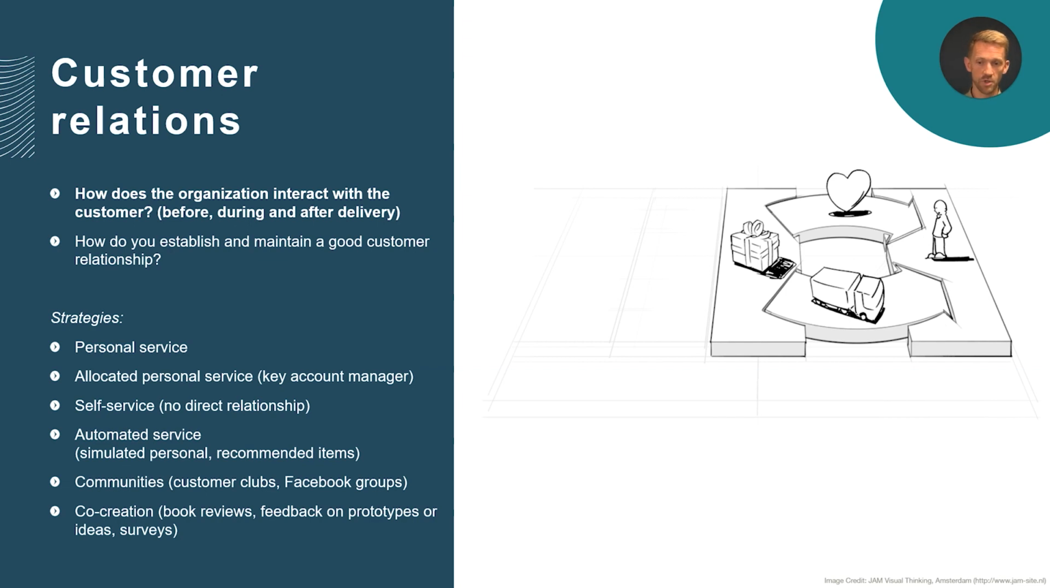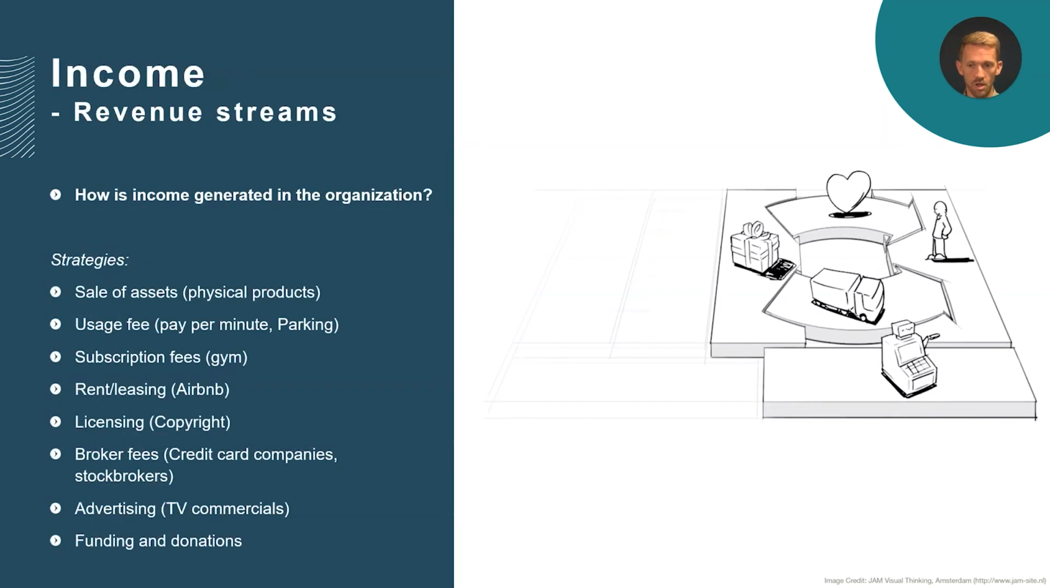Of course, again, these strategies are different and you don't have to use all of them, depending on the company. And then the last block of this right side of the business model canvas is the income or the revenue streams. So how is income generated in this organization or in this company? And again, there could be various ways that income is coming in, or very different strategies also.